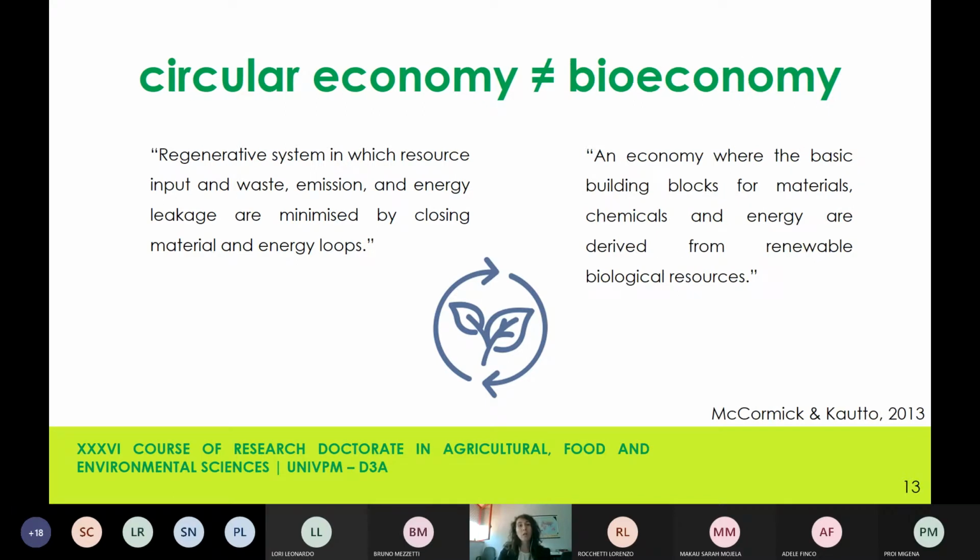But also, circular economy is not a synonym of bioeconomy or green economy, because the green economy is based on the use of regenerative, renewable resources in terms of materials and energies for the production system. So bioeconomy can be a part of the circular economy, but they are not the same concept.